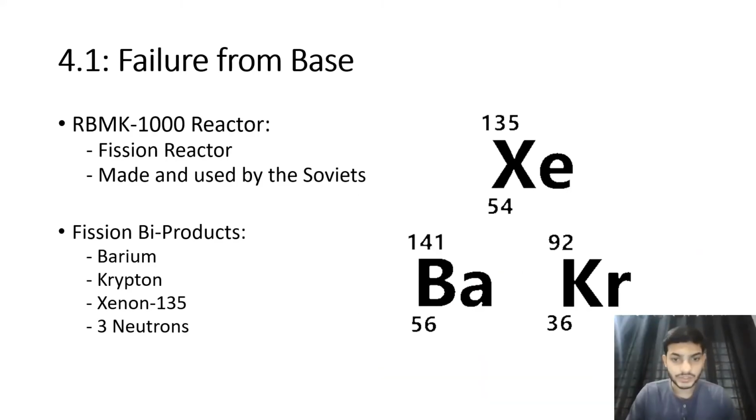The fission reactors used in the Chernobyl plant were called RBMK-1000 reactors, made by the Soviets. During the fission reaction, a uranium-235 molecule is broken up to release energy by the collision with a neutron. Mostly barium, krypton, and 3 neutrons are produced as the byproducts, but sometimes xenon-135 can be produced instead. The xenon-135 isotope is the strongest neutron absorber on the planet, and it plays an important role in the accident, which I will come to soon.